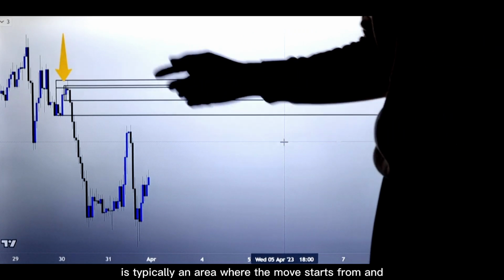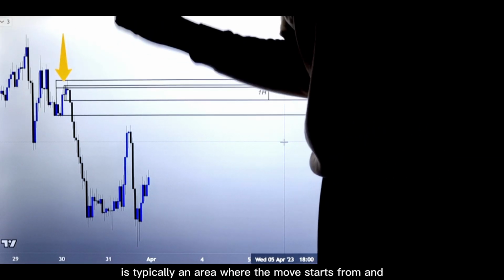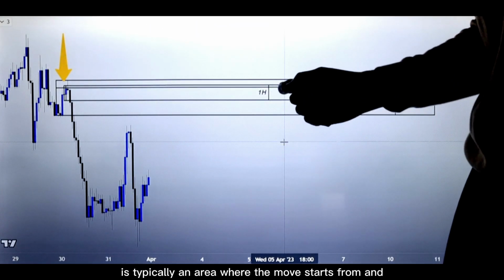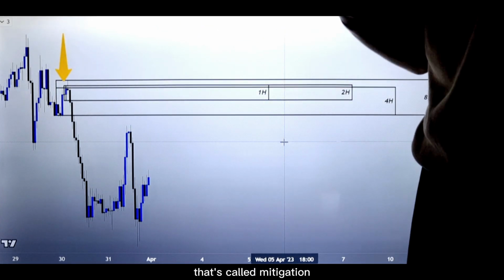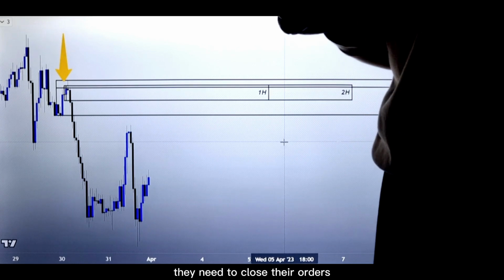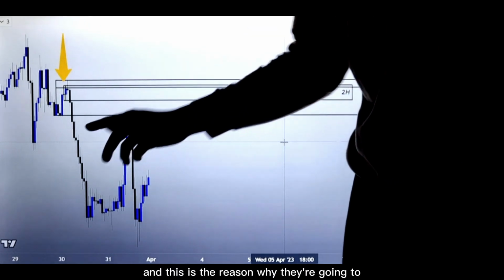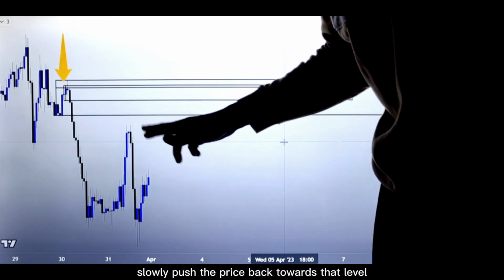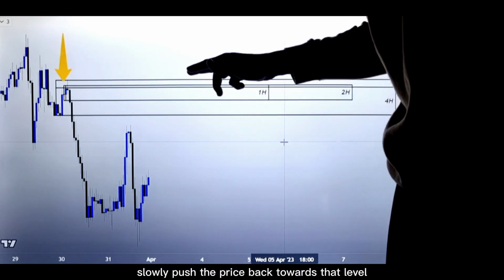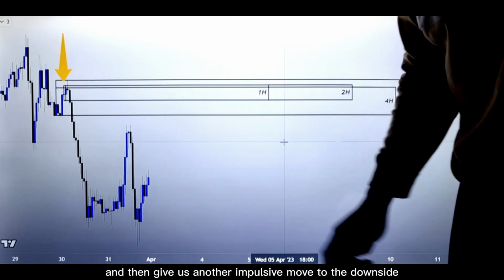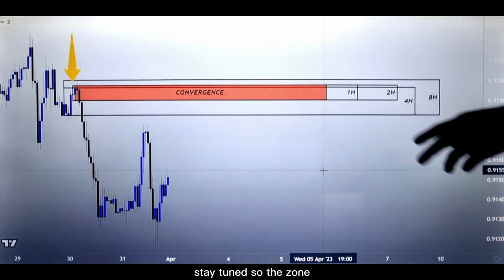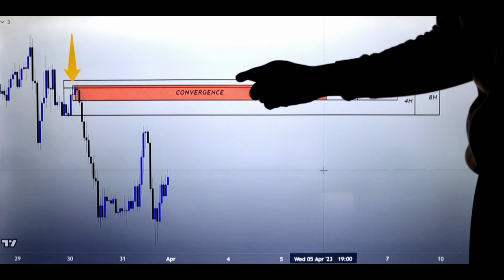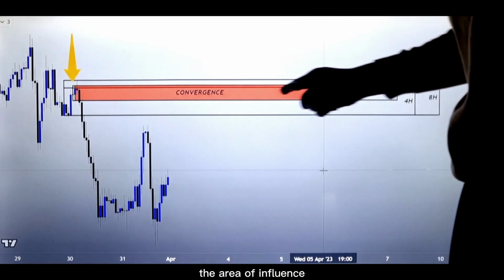The order block candle is typically an area where the move starts from, and that's where they're going to push the price back to. That's called mitigation. They need to close their orders, and this is the reason why they're going to slowly push the price back towards that level and then give us another impulsive move to the downside. Stay tuned.